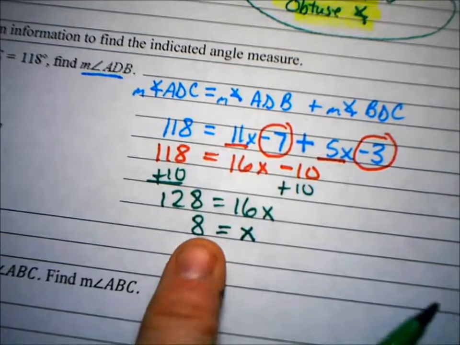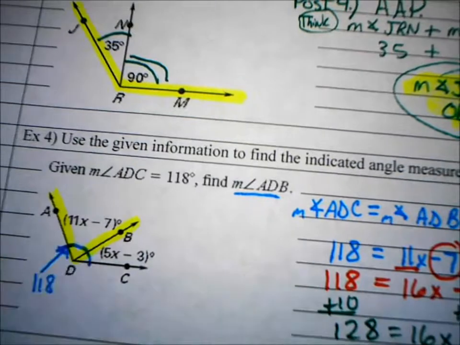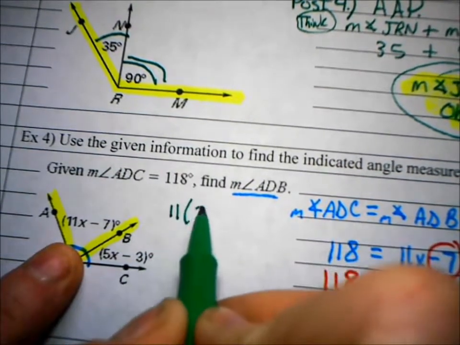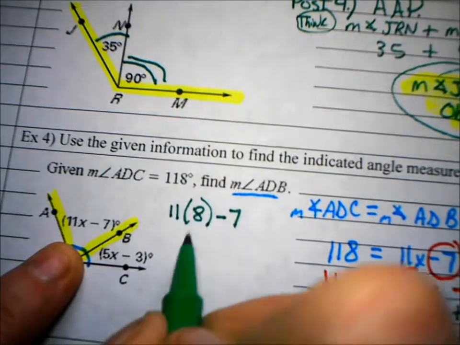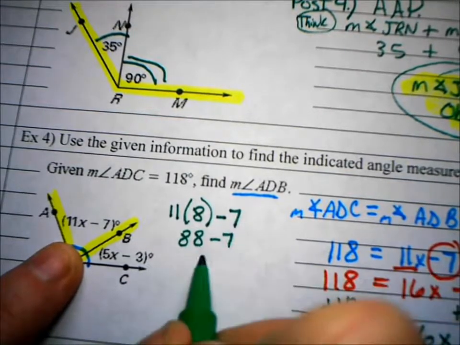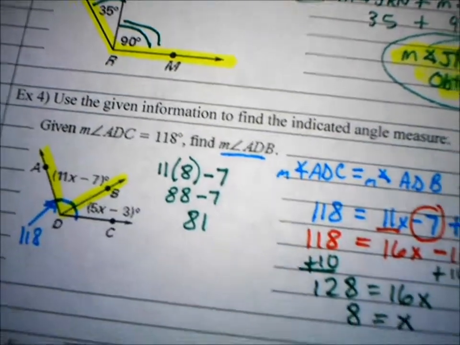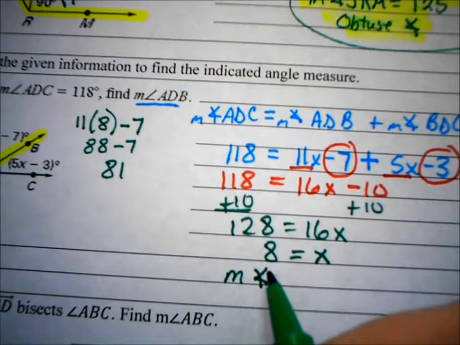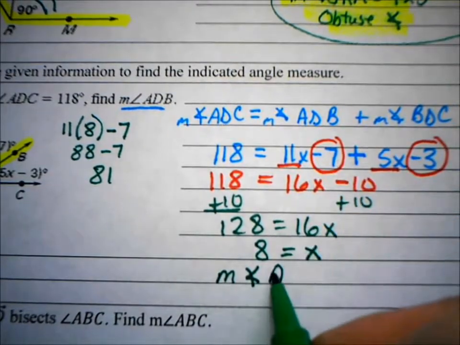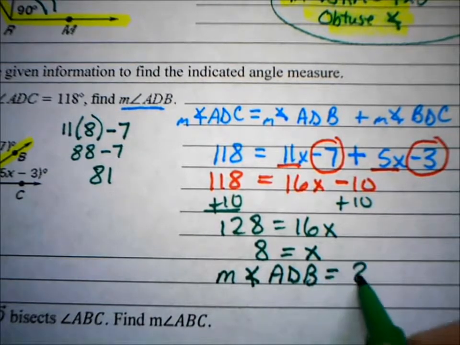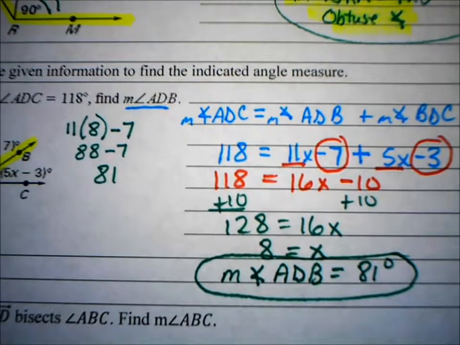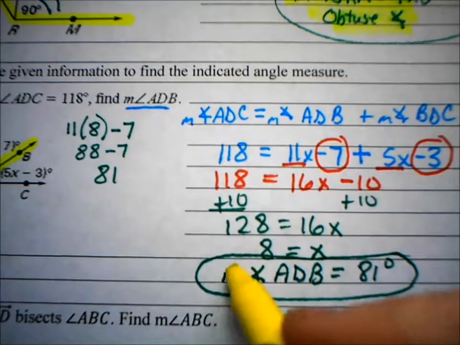Now this is my x value. It's asking for the little angle here on top. So I'm going to take my 8 and do 11 times 8 minus 7. Well, that's going to be 88 minus 7, which is 81. To write this correctly, the measure of angle ADB equals 81 degrees. There is my answer. Okay, I'm going to highlight it.